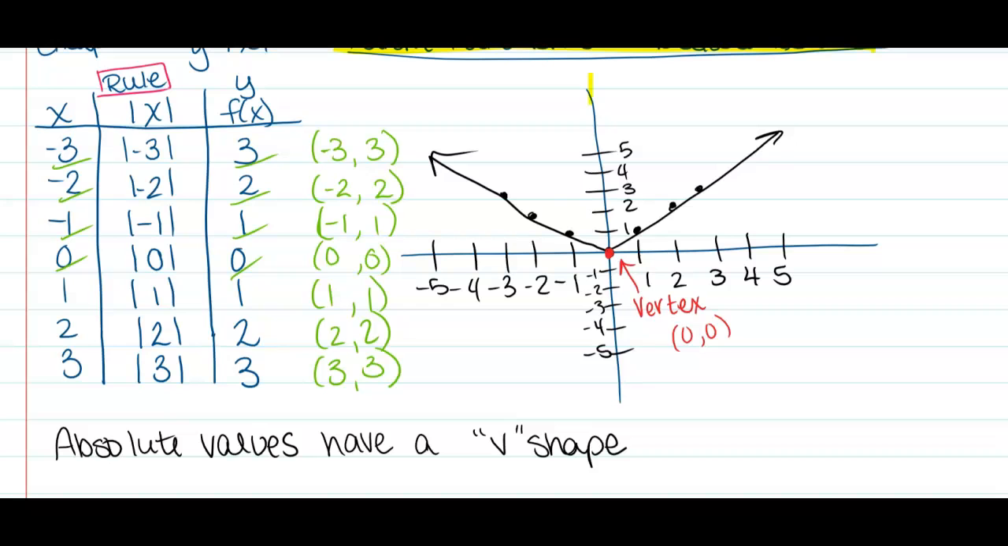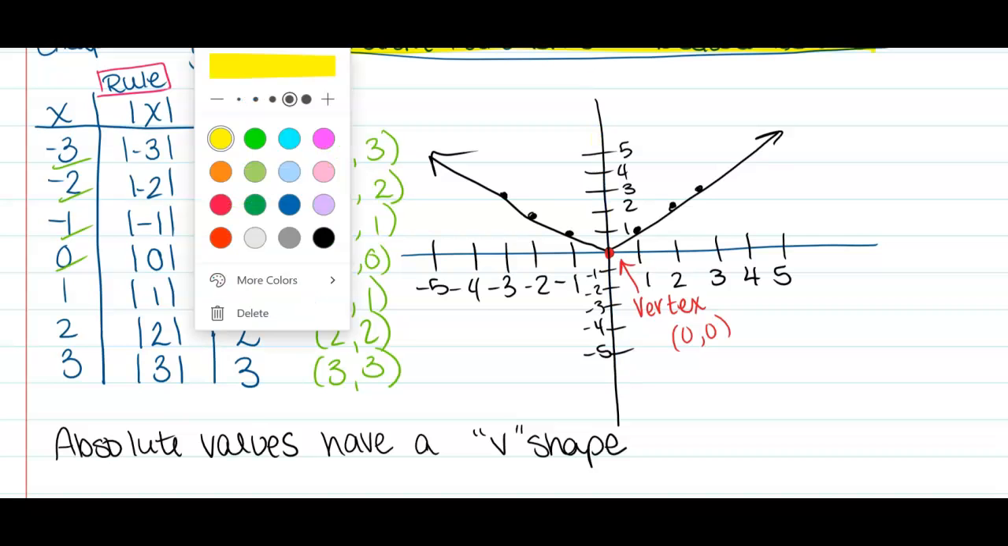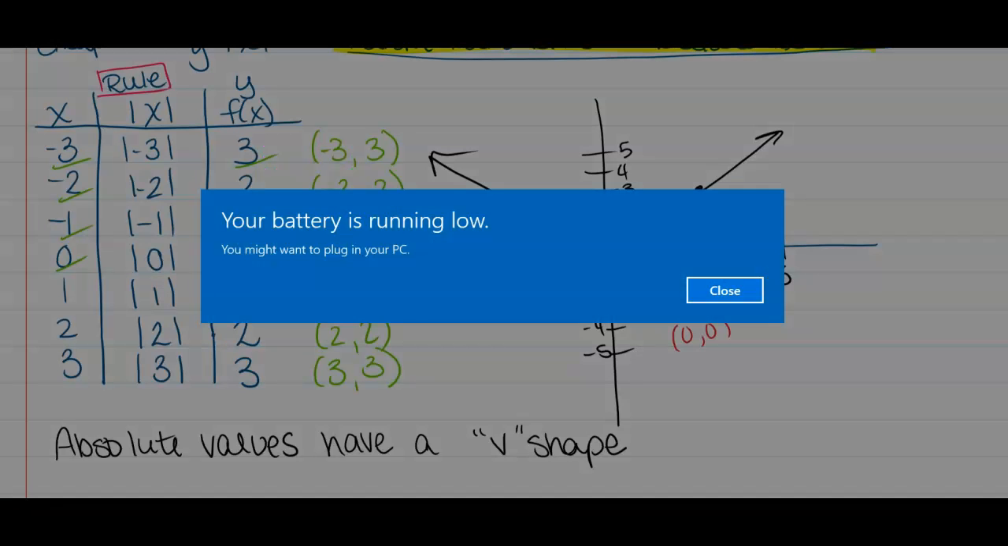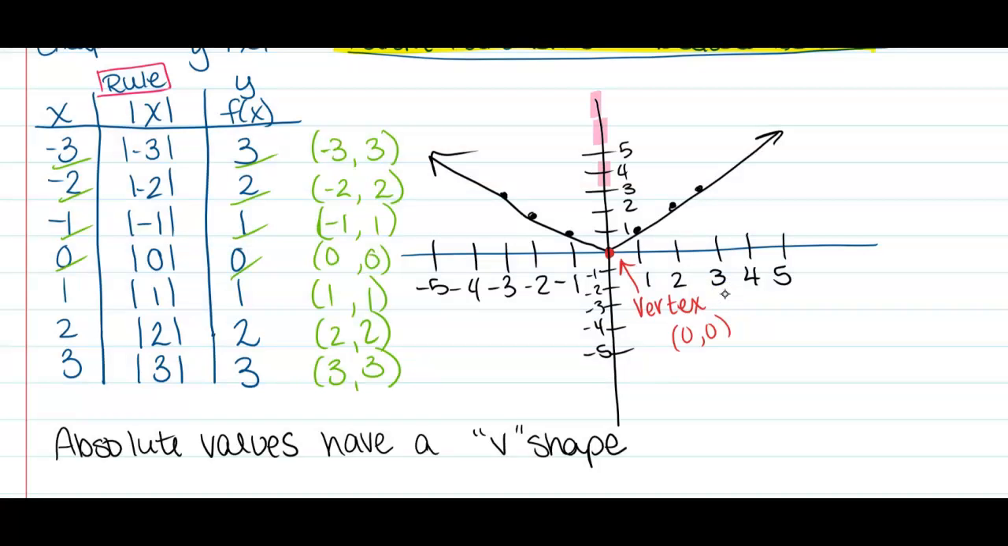Now we're going to draw our axis of symmetry. Remember, our axis of symmetry goes through the vertex, and our equation always starts with x equals. Since it's going through x equals 0, my equation for my axis of symmetry is going to be x is equal to 0.